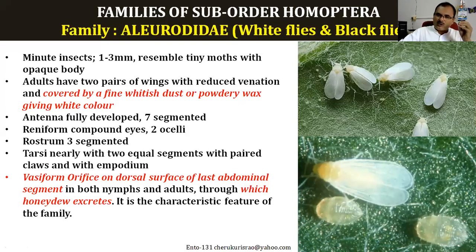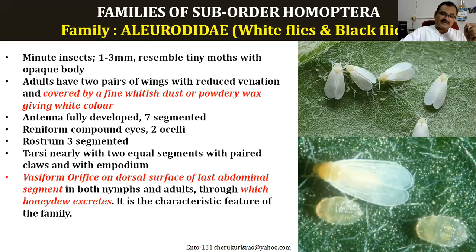They have some kind of opening in the last abdominal segment, which actually secretes the honeydew. Remember, not through the anus. They have a separate hole on the last abdominal segment, and from that they secrete it. That's a very, very important taxonomic character as far as the white fly is concerned.